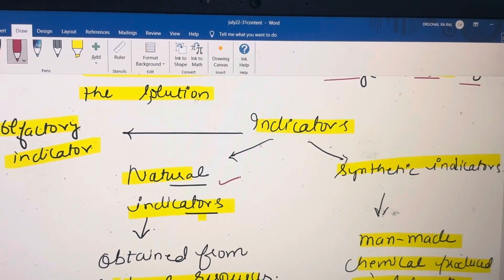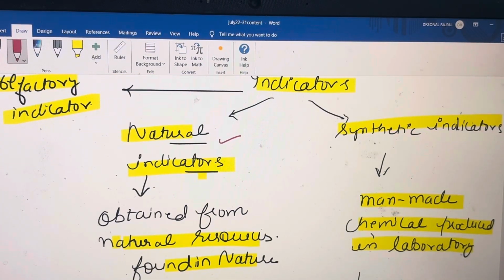Some are natural indicators. Natural indicators are those which you can obtain from natural resources, from nature. And some are synthetic indicators. Synthetic indicators are man-made chemicals which can be produced in the laboratory. And there are other indicators which we can call olfactory indicators. Olfactory means something related to smell, which I will explain later.